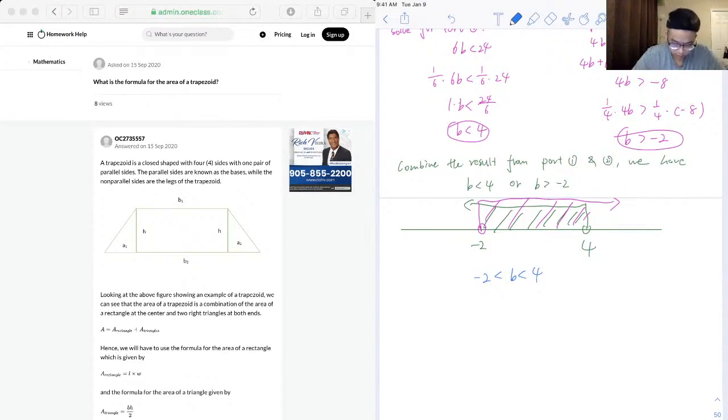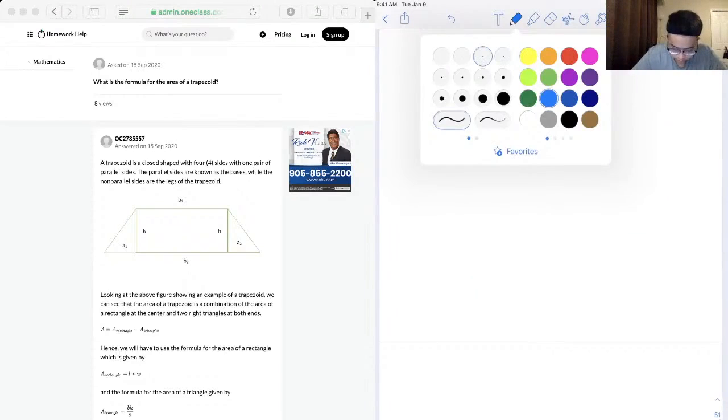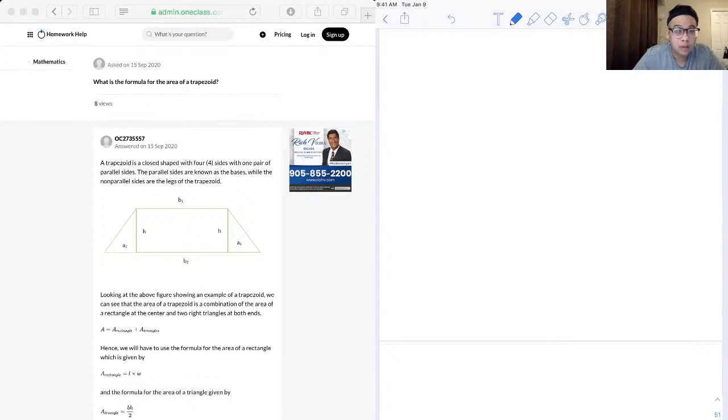So here we have our next question. It's asking us, what is the formula for the area of a trapezoid? What is the area of a trapezoid? All right. So first, let's define what a trapezoid is.